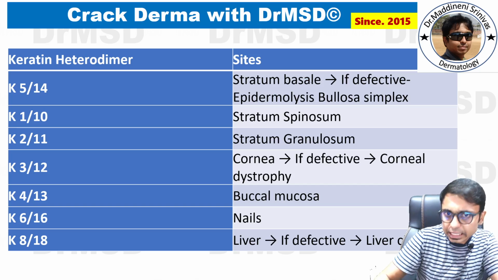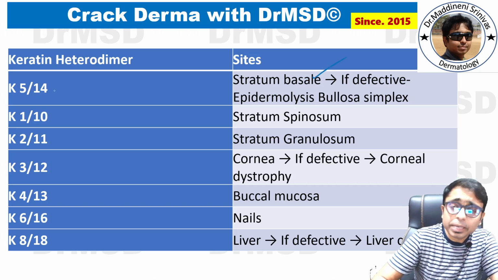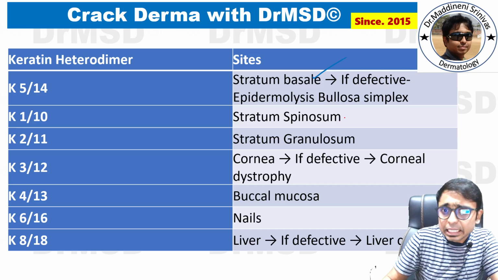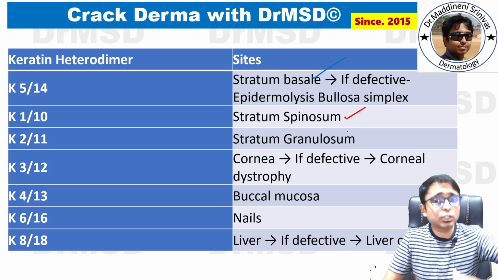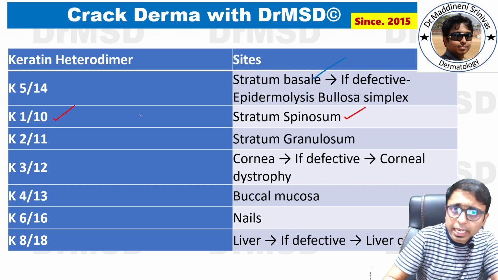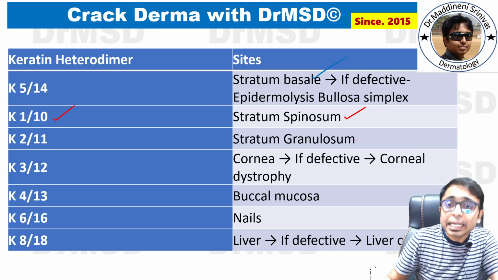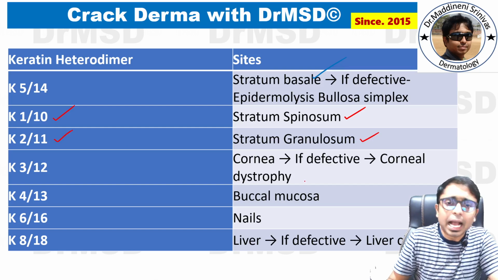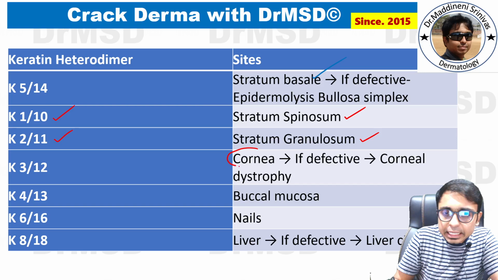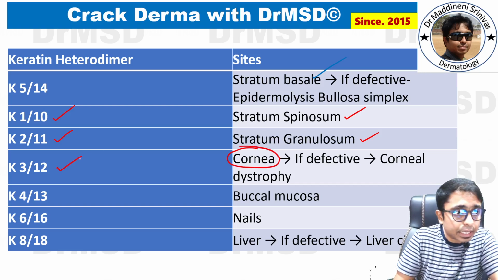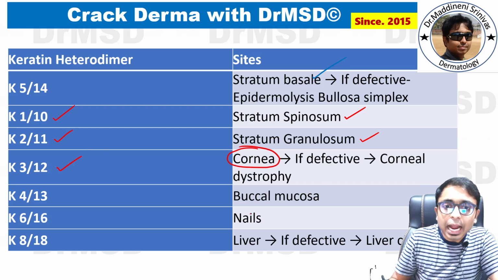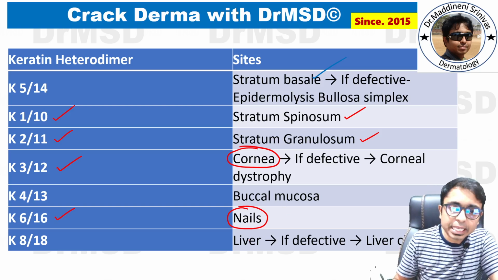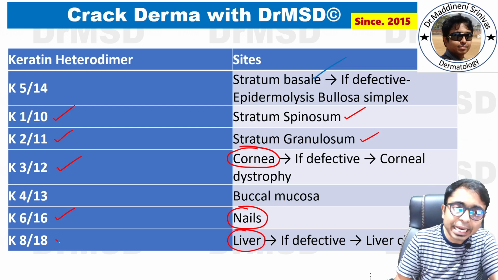These are some of the structures in which heterodimers of keratin are present in these combinations. We have already seen stratum basale, which has keratin 5 and keratin 14. The stratum spinosum layer, the suprabasal layer, has keratin 1 and keratin 10. In the next layer, stratum granulosum, the combination is keratin 2 and 11. In the eye cornea, the combination is keratin 3 and keratin 12. In the nails we have keratin 6 and 16, whereas in the liver the combination is keratin 8 and 18.